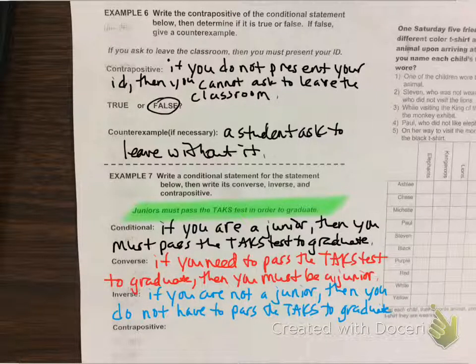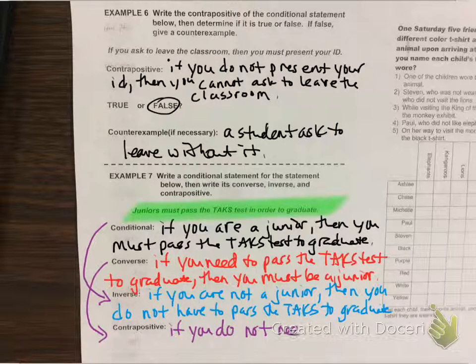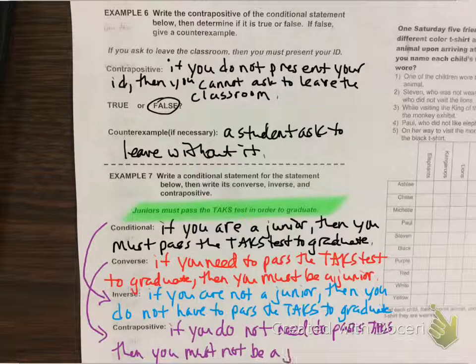And then our last part, the contrapositive, is when we take the converse. So remember, conditional and the inverse are related. Now our converse and our contrapositive are the ones that were related. So if you do not need to pass the tax test, I'll just put tax for short. If you do not need to pass the tax to graduate, then you must not be a junior.